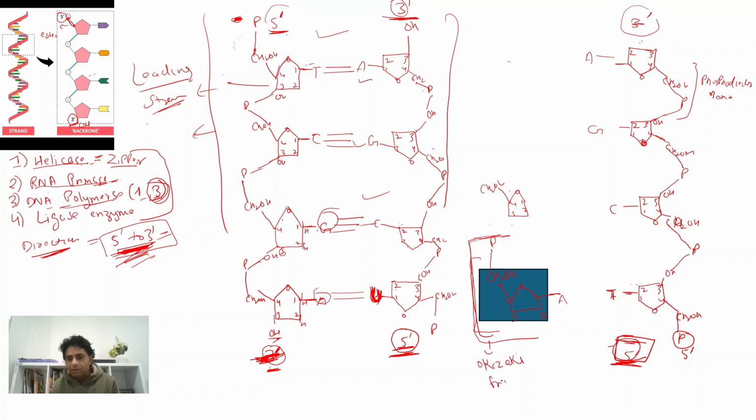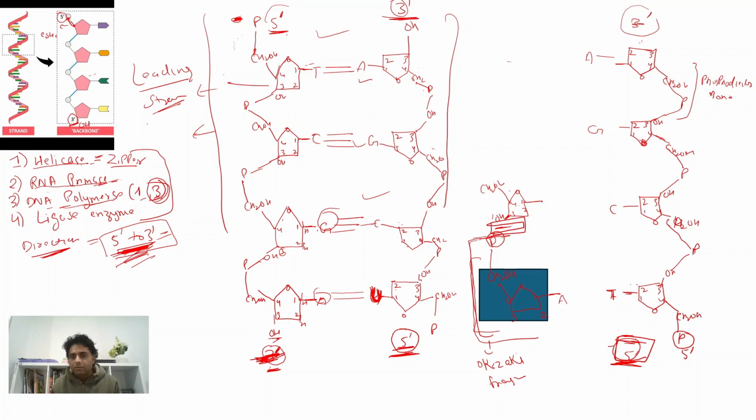Okazaki fragments, and there isn't any bond between this phosphate and the next pentose sugar. It keeps on growing like that. So the bond has been broken. This hydroxyl group of the pentose sugar doesn't make any bond with the next one, so this side is empty. There is no bond between them.